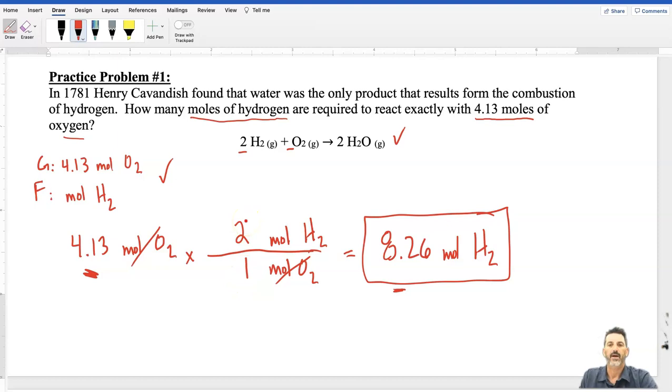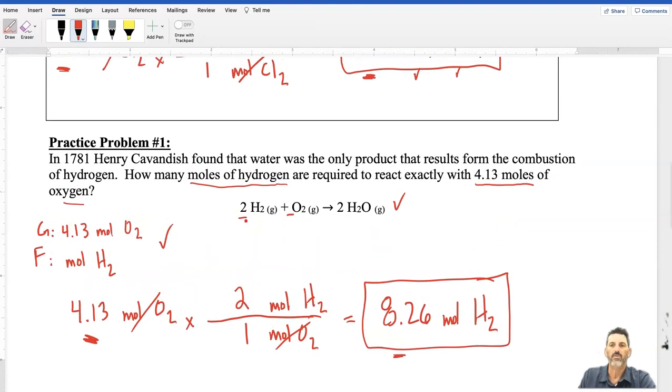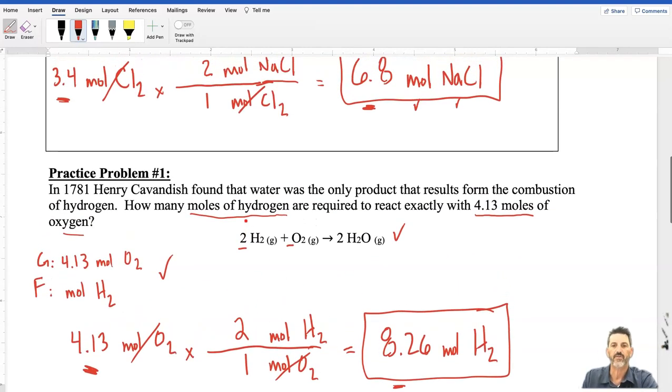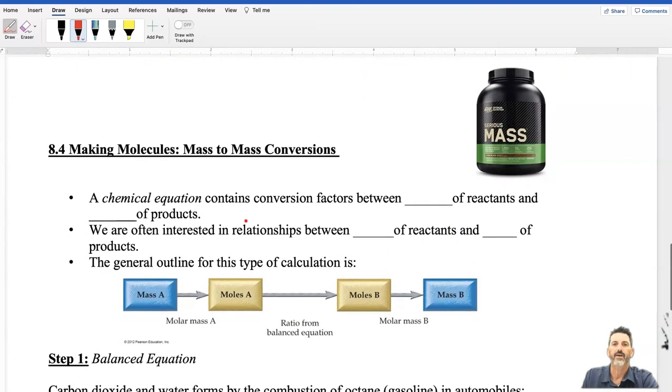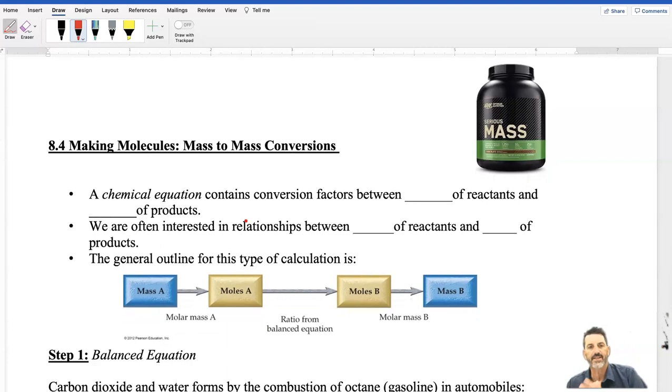Okay, so those are called mole-mole conversions because we start with moles and we end with moles. Okay, now mass, just like it sounds. We're going to start with mass and we're going to finish with mass. Now, mass is a much more practical unit to work with because in the lab, we can't weigh out stuff in moles. That just doesn't work. So we need to convert this to grams because that's something that is actually useful.